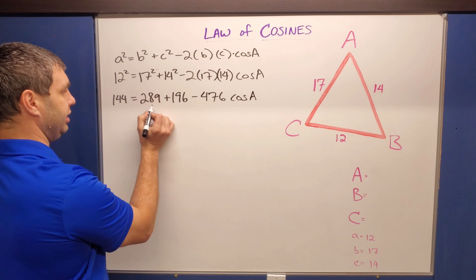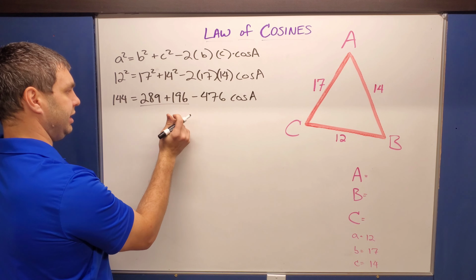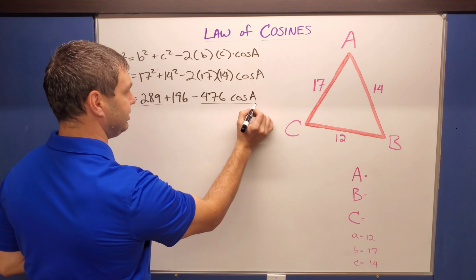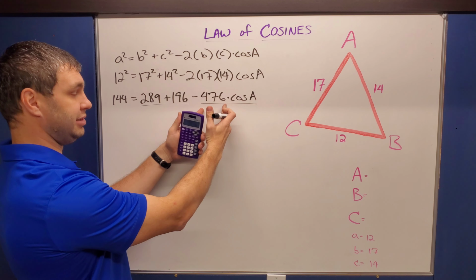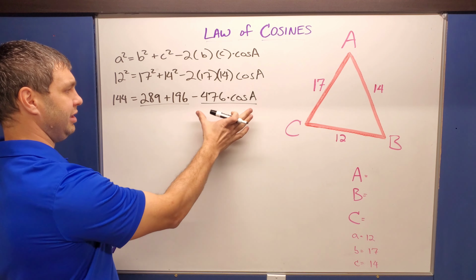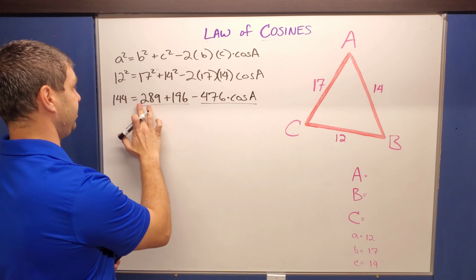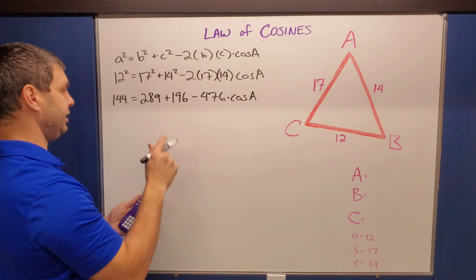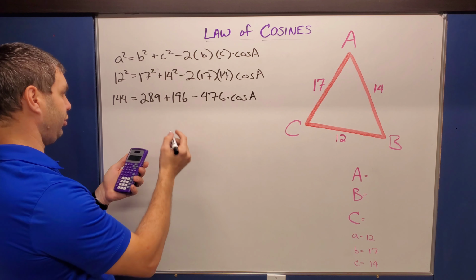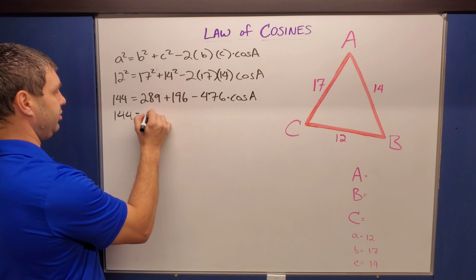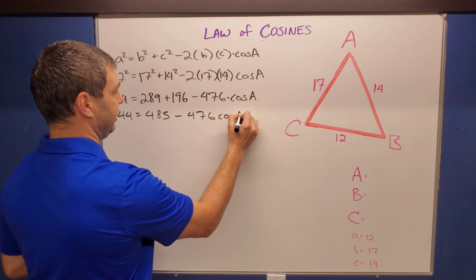The temptation is to just add and subtract these together, but if you look at what's happening here, this is going to end up being one term, and so is this. Since it's being multiplied by the cosine of A, you can't just subtract that 476 into this as well. You're going to have to move that part over and then eventually divide by -476, okay? So with that said, let's take 289 plus 196, and that gives us 485. So now it's 144 equals 485 minus 476 cosine of A.